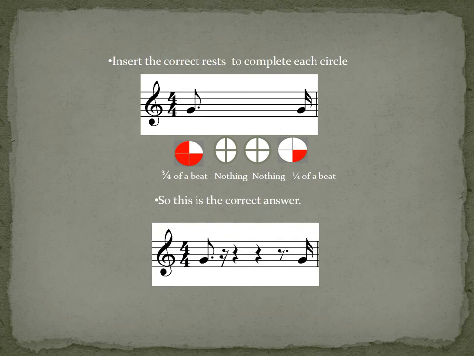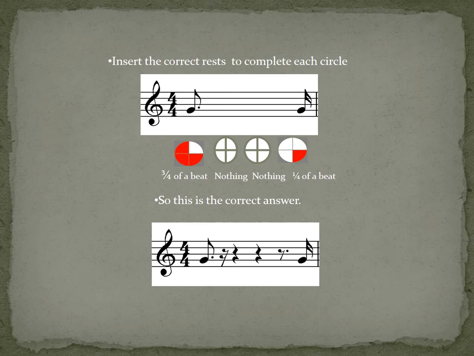So we can have a look just for your ease of perusal. We can see here's the same thing again as we had in the previous slide. Okay, so what we have to do is we look at the first circle. We're a quarter missing, so therefore we include the quarter rest, the semiquaver rest, that makes it add up to the first beat. Then we have nothing for the second beat, so therefore we're a whole beat short. We put in a crotchet rest or a whole beat rest.